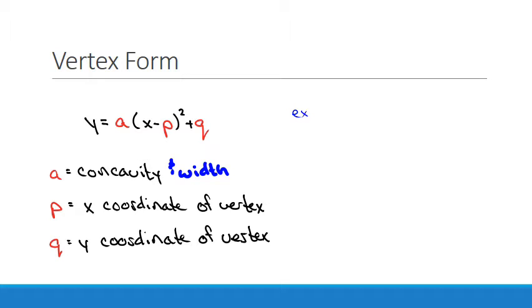Some examples of how something could look in vertex form: y equals 2 (x minus 4) squared plus 5, or let's say y equals negative (x plus 3) squared minus 7. So that's how something will typically look when it's in vertex form. There are some cases where your p-value is 0 and your q-value is 0 and things will look a little bit different, but we can talk about those later.